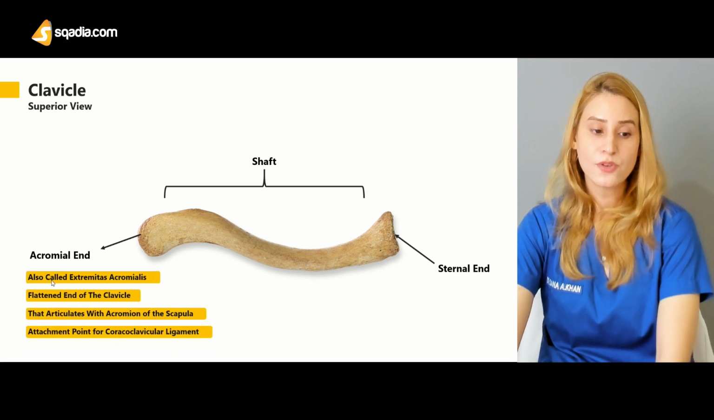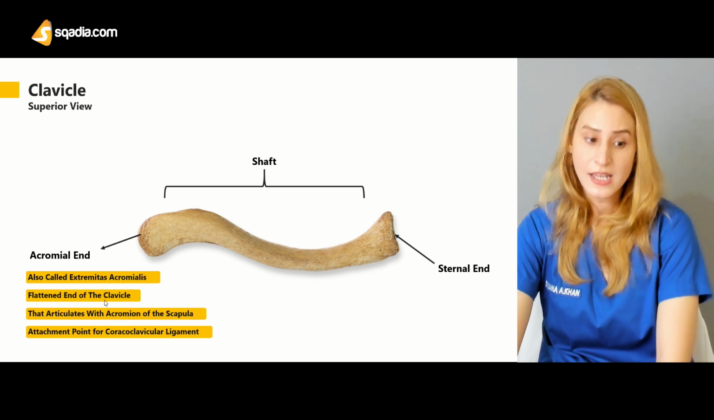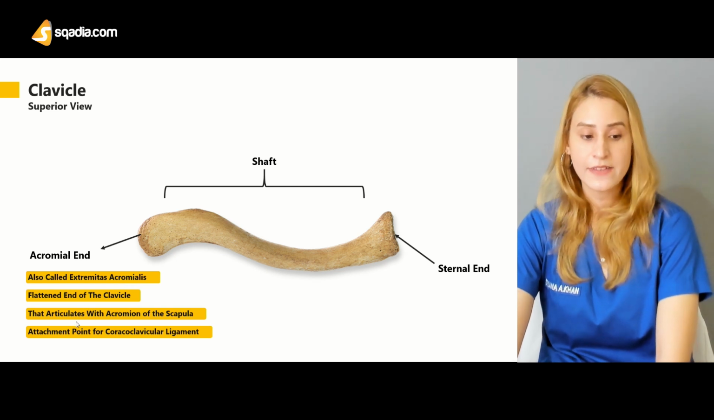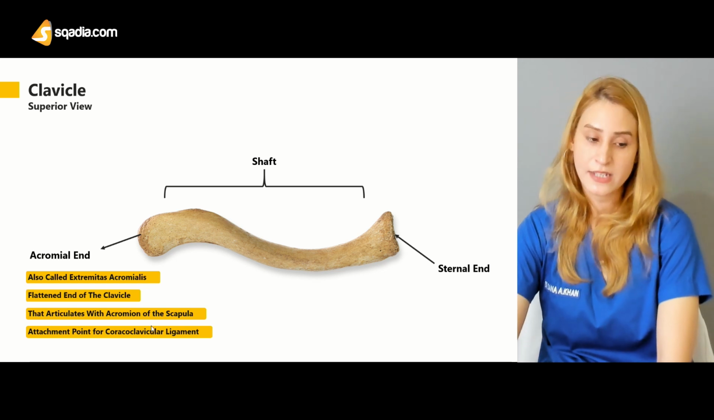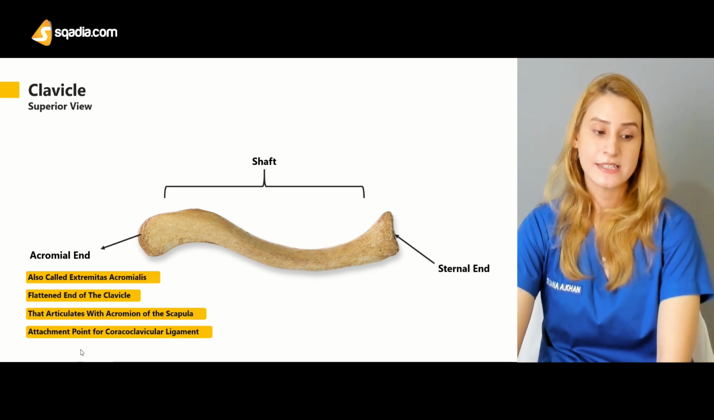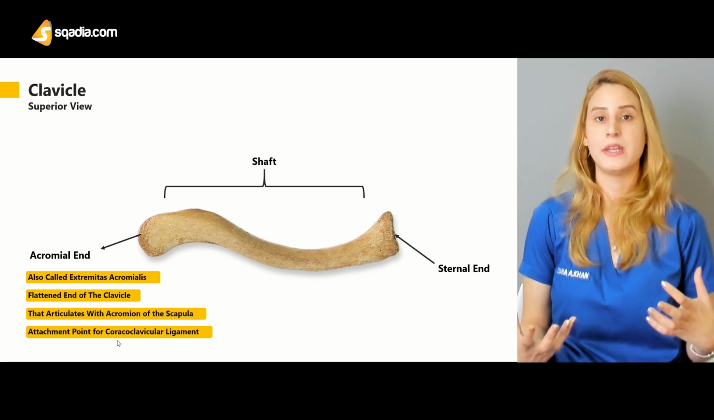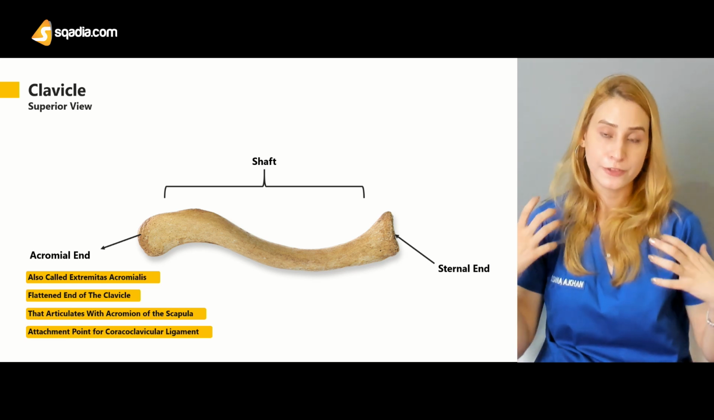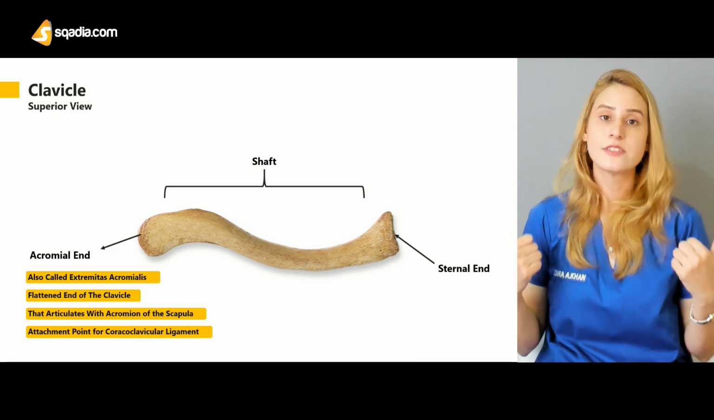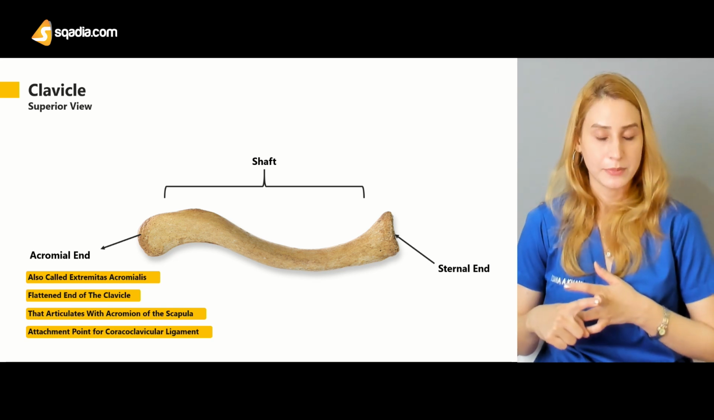Okay, so this is called the extremitas acromialis. This is the flattened end of the clavicle that articulates with the acromion process of the scapula. Then it's an attachment point for the coracoclavicular ligament. There are some important ligaments which are responsible for the free movement of the arm. One is the acromioclavicular ligament, the other one is the sternoclavicular ligament.